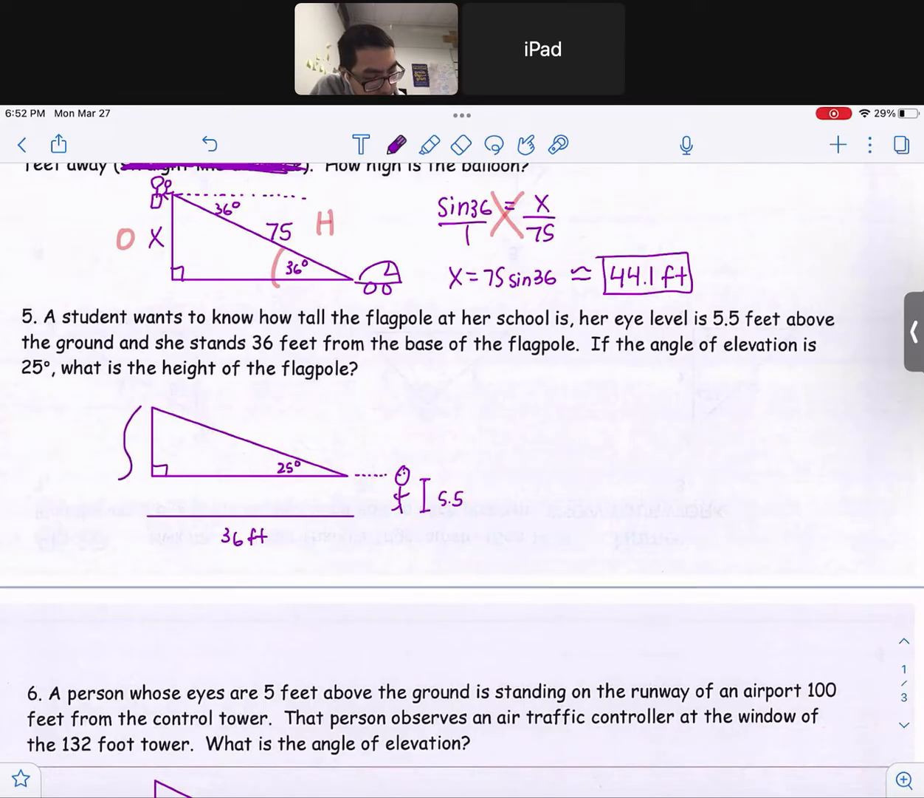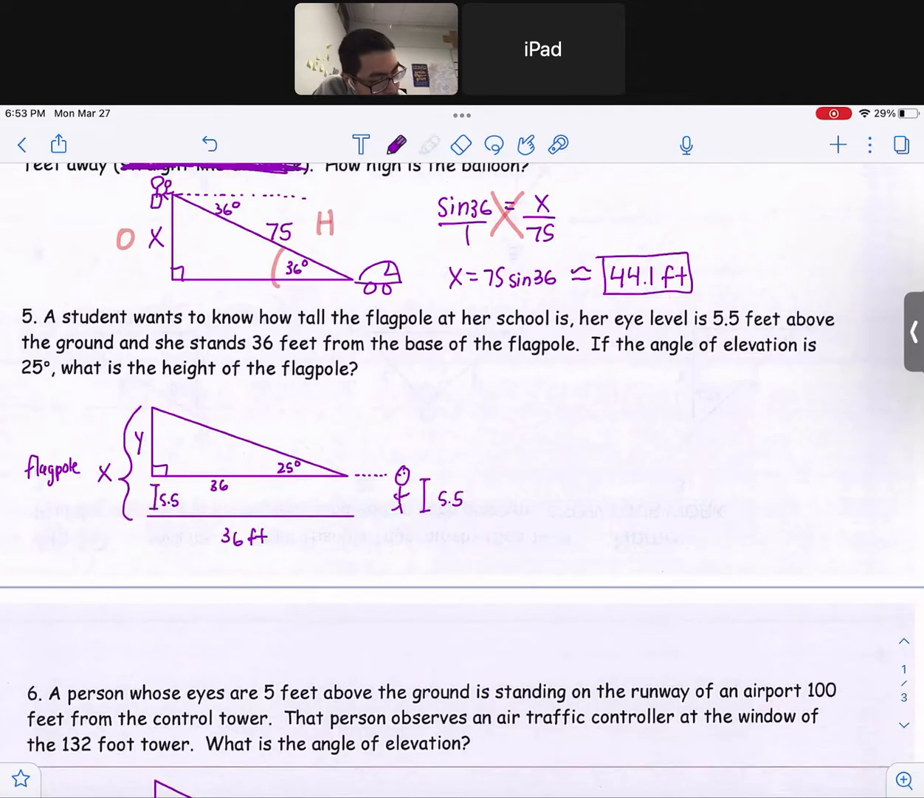So this whole length is the flagpole, and we're trying to figure out how big that height is. Well, it would be nice to find this part of our triangle. I'm going to label that y. And we already know that this part is 5.5 feet tall. That length is 36. We can find this, and once we find this length by using our trig, then we can just add 5.5 to get the whole length of our flagpole.